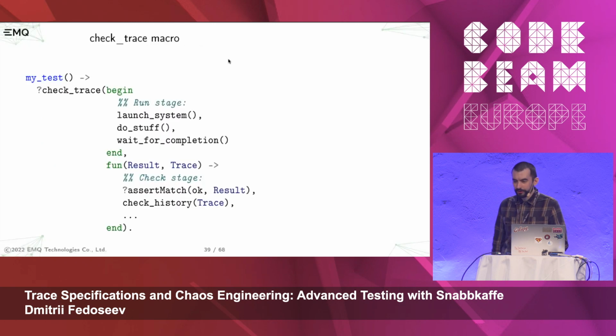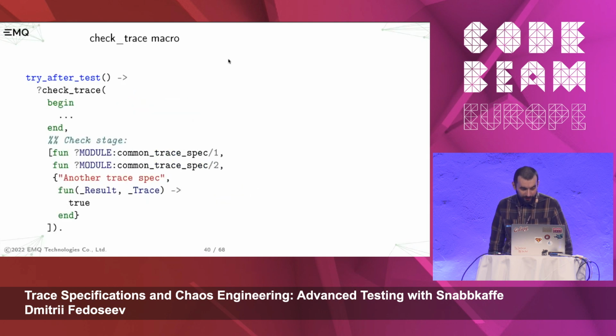Let's take a look at the check trace macro, which is used to build Snabbkaffe test cases. It has two arguments, run stage and the check stage. Once the run stage completes, the trace is collected and passed to the check stage callback, where it can be inspected.